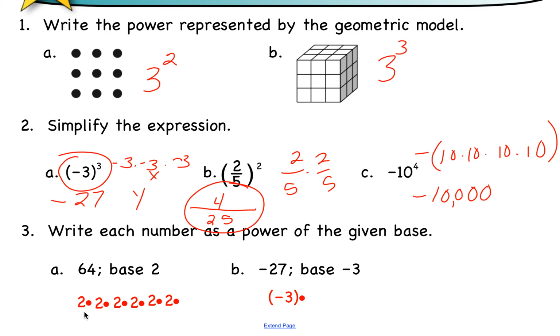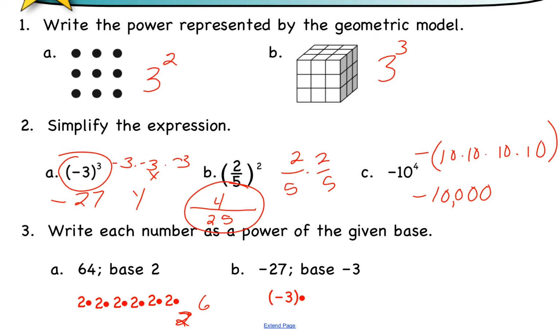So how many 2's did we have? 1, 2, 3, 4, 5, 6. So that should be 2 to the 6th power is how you would write that as a power. There you go. 2 to the 6th power.